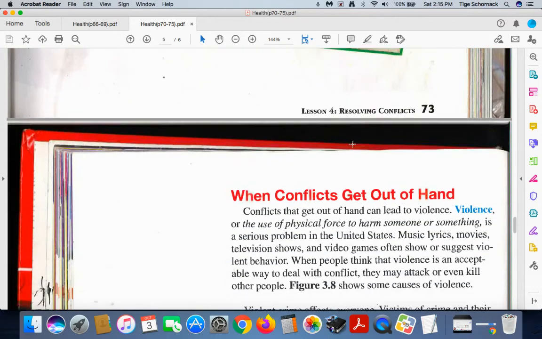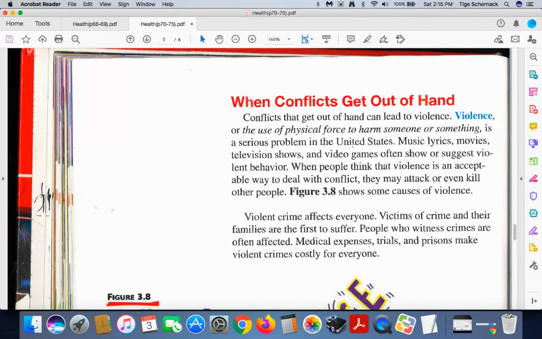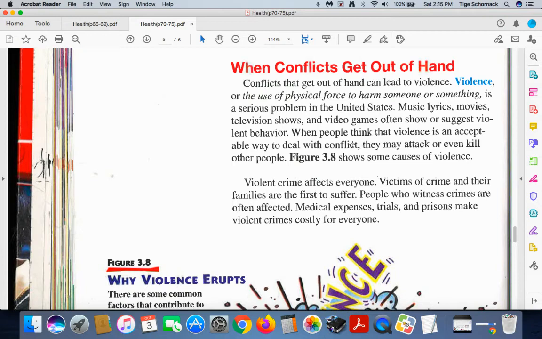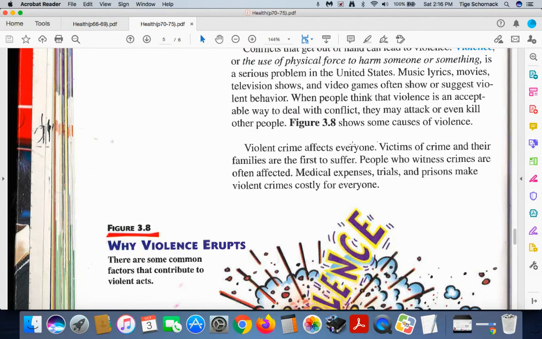Page 74. When conflicts get out of hand. Conflicts that get out of hand can lead to violence. Violence, or the use of physical force to harm someone or something, is a serious problem in the United States. And again, violence is not just physical, it can also be verbal, it can also be mental. Music lyrics, movies, television shows, and video games often show or suggest violent behavior. When people think that violence is an acceptable way to deal with conflict, they may attack or even kill other people. Figure 3.8 shows some causes of violence.